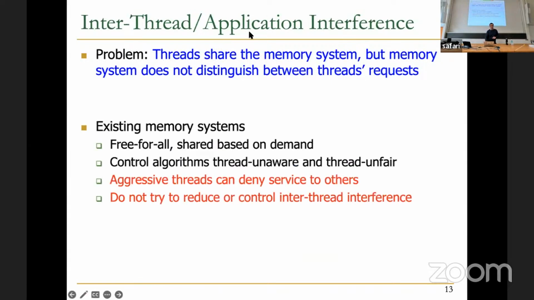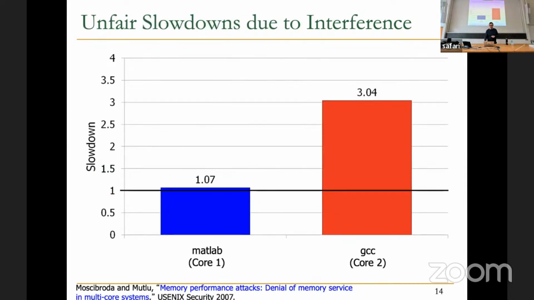So in the end, if you don't have control algorithms that are carefully designed to be thread aware and thread fair, aggressive threads can deny service to others. And existing systems actually still don't do a good enough job on this. But we're going to talk about the history of it a little bit as well. So you've seen this picture before.